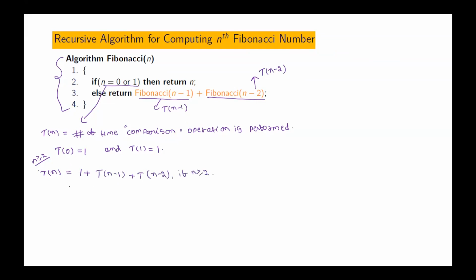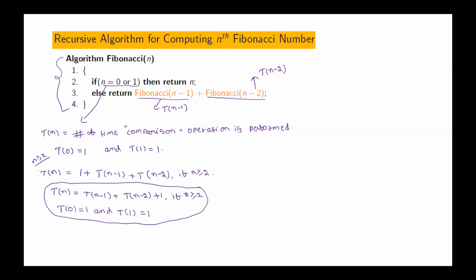So this is our recurrence. Usually we write this on the other side. T of n equals T of n minus 1 plus T of n minus 2 plus 1, if n is greater than or equal to 2, with T of 0 equal to 1 and T of 1 equal to 1. So this is the recurrence for the running time of this algorithm.